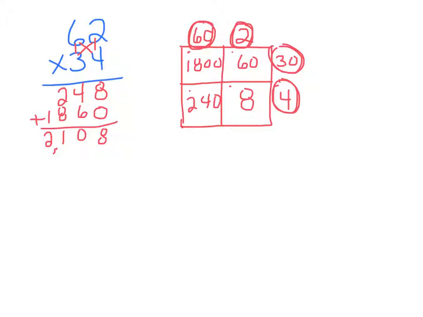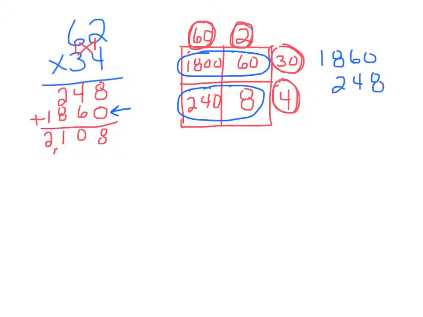And notice that this 1800 plus the 60 is 1860, which is the same thing that I have right here. And the 240 plus the 8 is 248, which is the same thing that I have right here. Once again, adding these together, I get 2,108. This distributive property really is a great way of decomposing the numbers and making sure that it's understood why this multiplication algorithm over here does work.